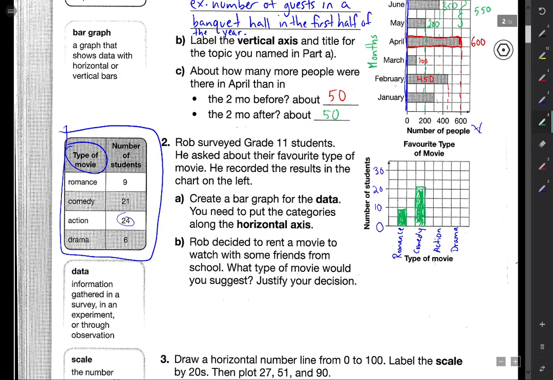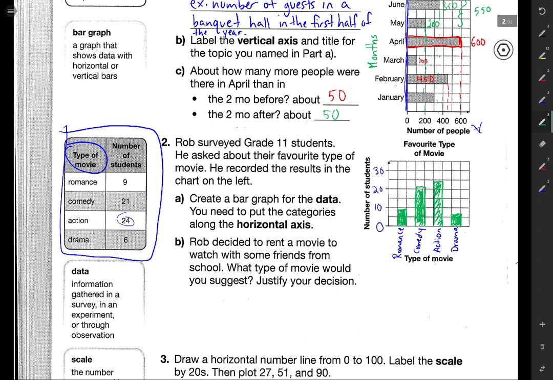Action is 24, so this is going to go all the way up here, just below 25 there. And we'll color that in. And finally, drama is 6, so we'll go just above the little 5 mark. So there's our bar graph for the data on the left.